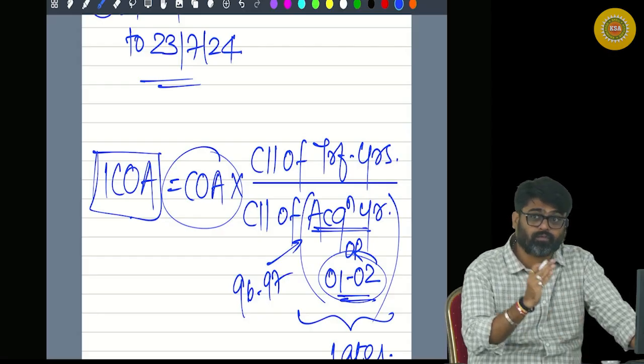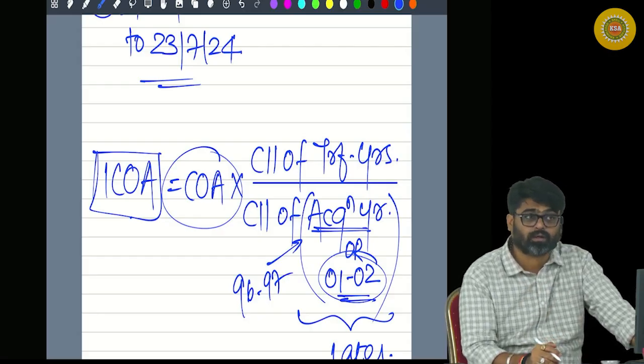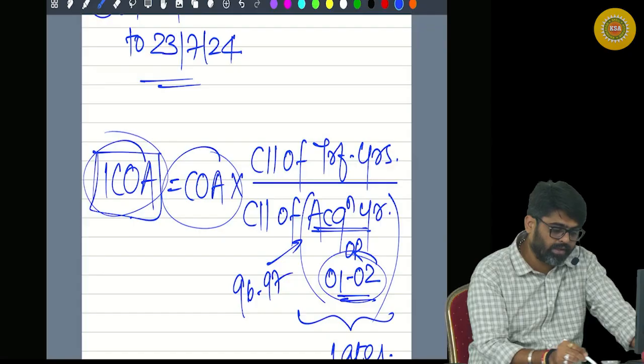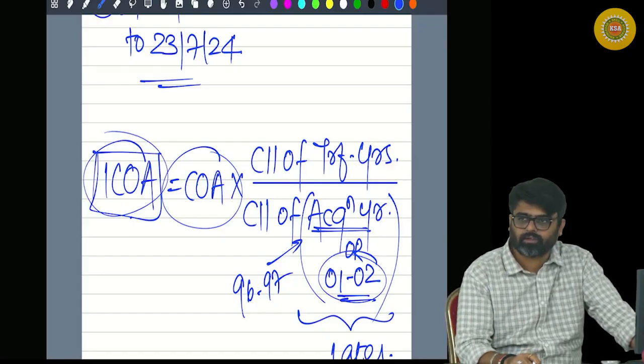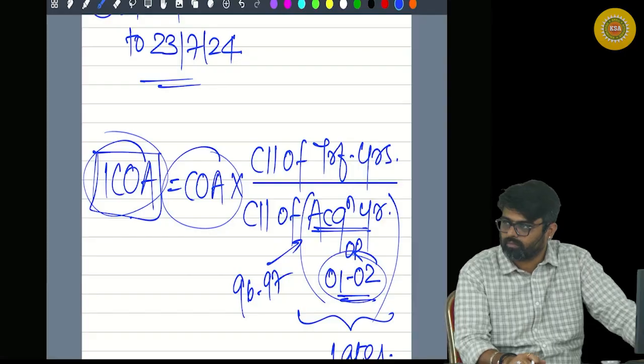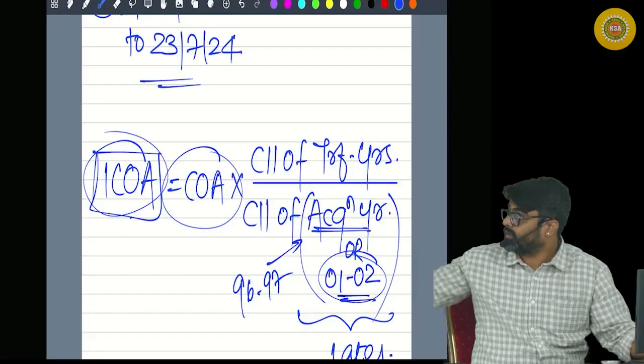What if the date of transfer of the asset is on or after 23rd July? Will you index? No need to give any indexation. Only the cost of acquisition will be taken. Now what will be the cost of acquisition?